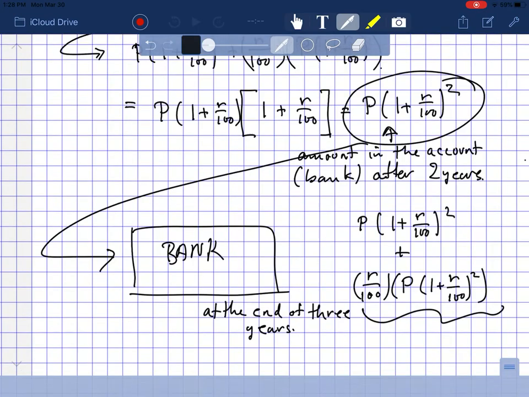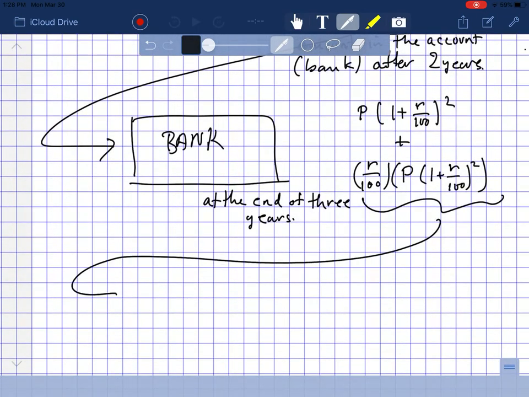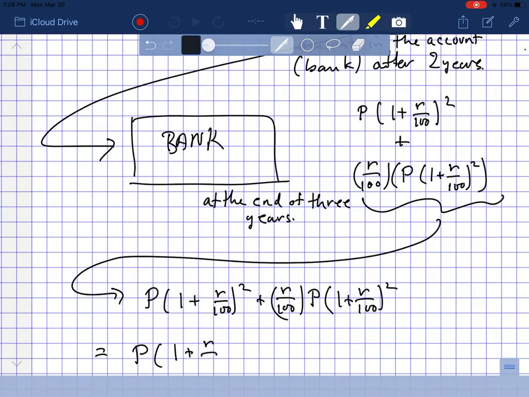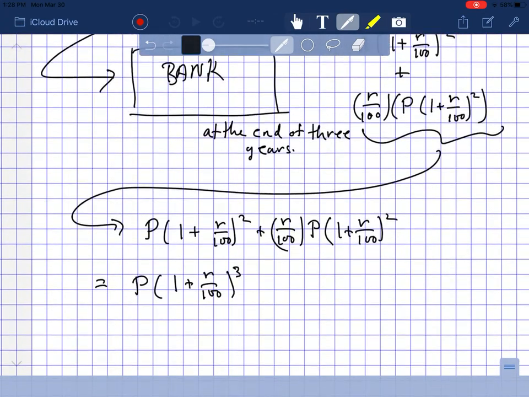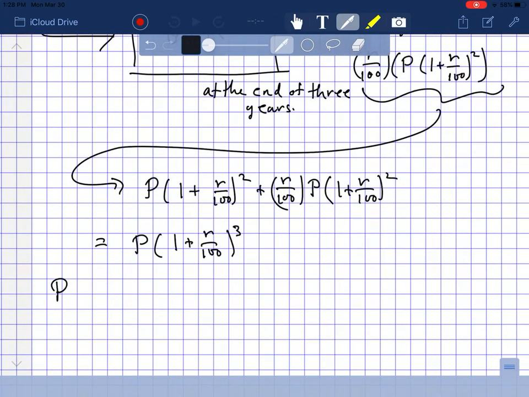So let's look at what this is equal to. This is equal to P times 1 plus R divided by 100 squared plus R over 100 times P times 1 plus R over 100 squared. And we can write that as P times 1 plus R over 100 cubed. Okay, well, this pattern obviously continues.